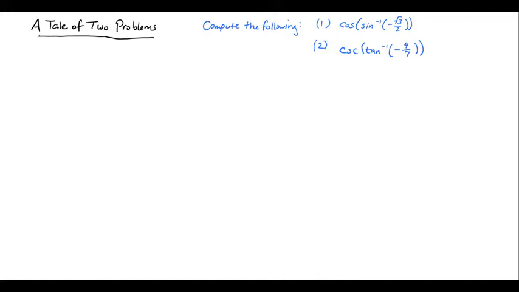Alright, so let's start by talking about this first problem here. Number 1 asks us to calculate the cosine of the arcsine of -√3/2. Okay, so let's do a little bit of unpacking here.